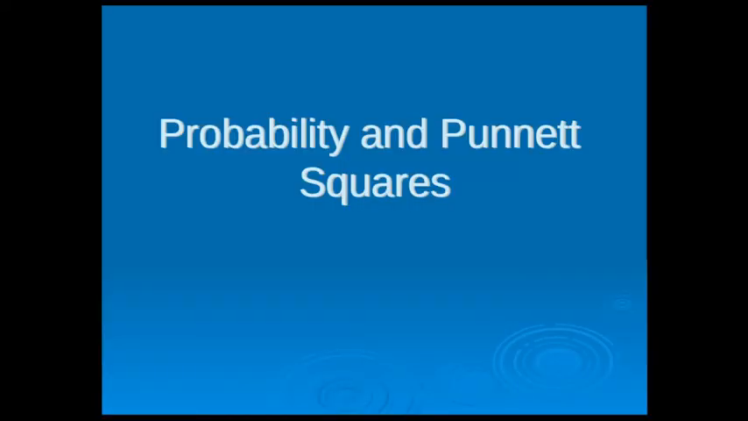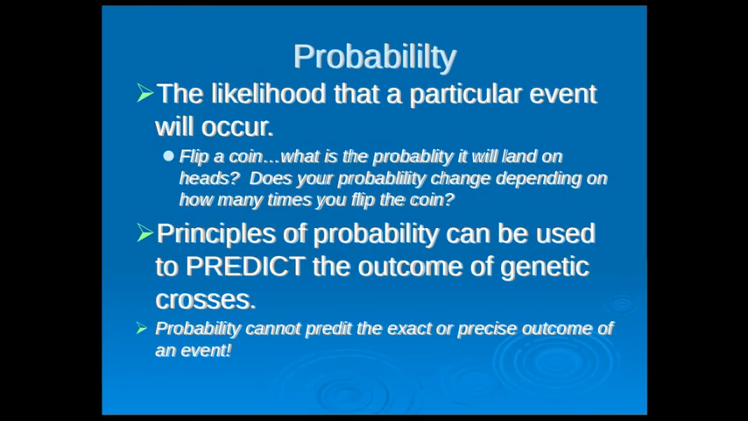But today we're going to be looking specifically at probability and using Punnett squares and creating Punnett squares. So probability is just the likelihood that an event is going to occur. So if I flip a coin, what's the probability it lands on heads, right? It's 50-50 every time. If I do it 100 times, the 99th and 100th time of me flipping a coin, I still have a 50-50 chance of landing on heads or tails. So the principles of probability can be used to predict the outcome of genetic crosses, all right?